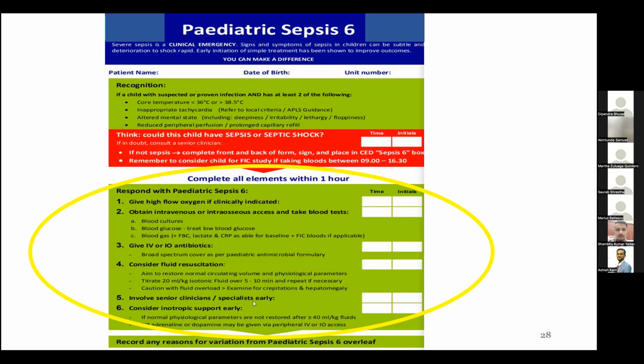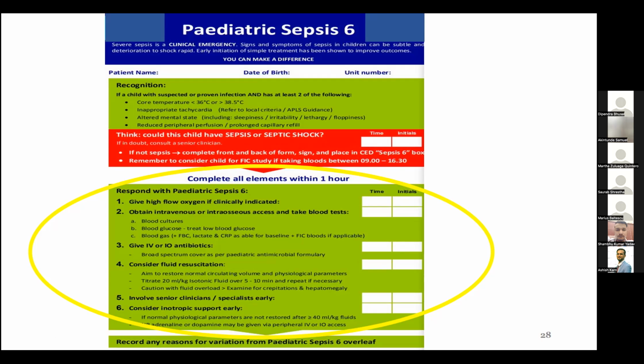So these are the pediatric sepsis 6. It is different from the adult one, so we should know about these things. If we suspect pediatric sepsis, then these are the things we have to finish within 60 minutes or as soon as possible.